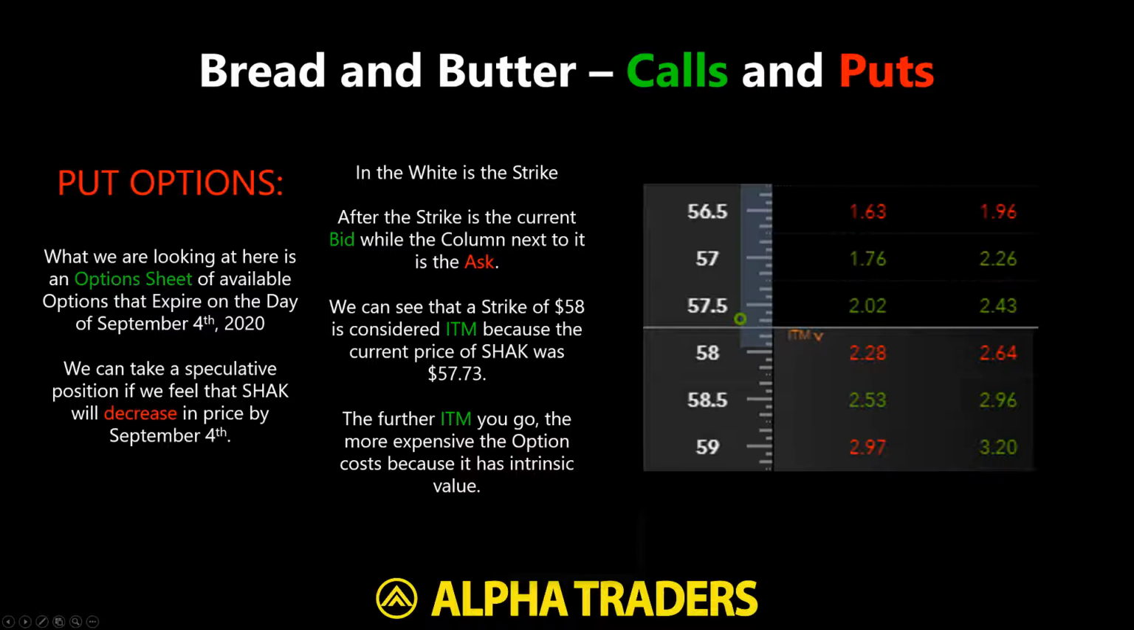So we could see that 58 is considered in the money if you're going puts, because remember the price was 57.73. So anything above 57.73 will be considered in the money because now you're going the other direction. You expect it to go lower, which means if you have a strike of 58, all you need is for the price to be below 58 and you're in the money. If it moves past 58, you are now considered out of the money.